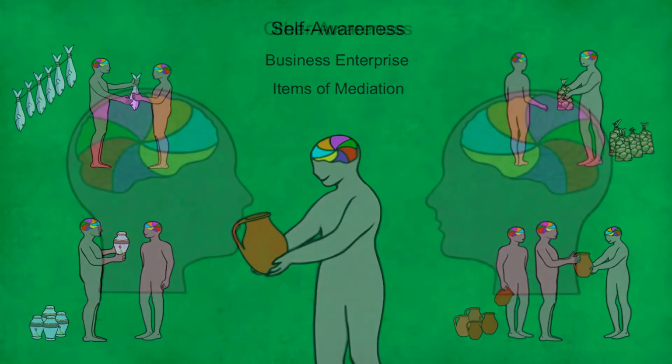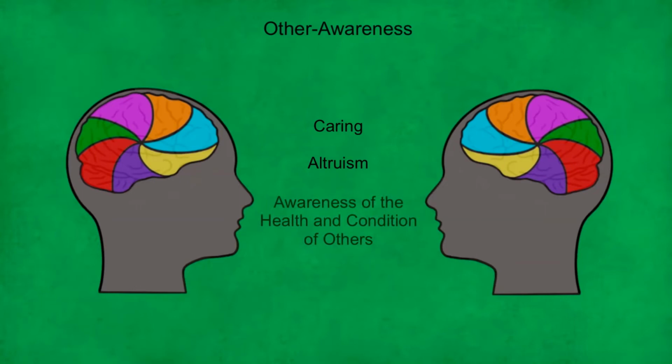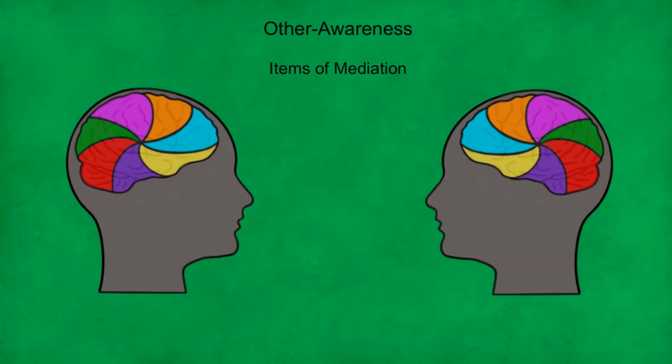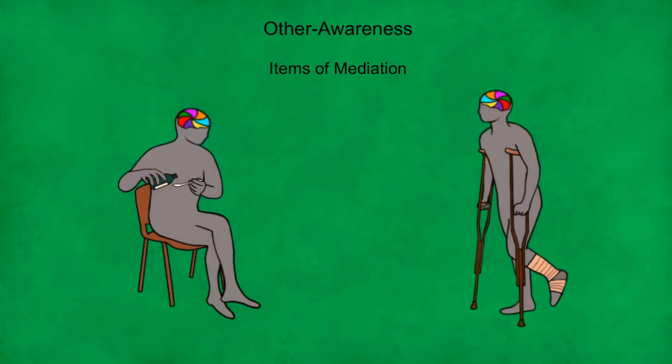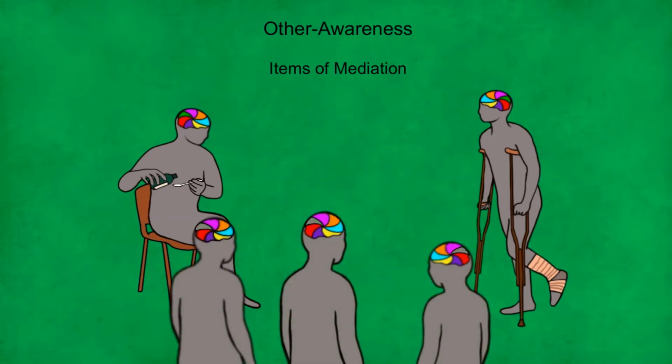Next, we have the case of other awareness, which is a composite of biological processes that create sensations such as caring, altruism, and a general awareness of the health and condition of others. The items of mediation that stimulate these common areas of the brain are such things as medicinal plants and compounds, and medical apparatus, such as crutches, bandages, and so on. Just the sight of medicine or some medical equipment triggers feelings of other awareness within the brains of a group of humans. Everyone is aware that someone within the group is injured or ill.